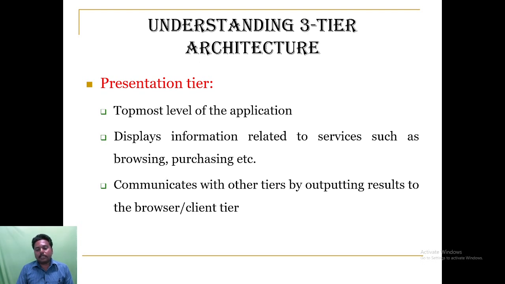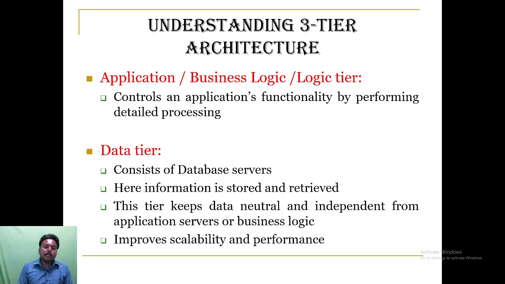Communicates with other tiers by outputting results to the browsers, client tiers, something like that. Next, applications, business logic and logical tiers. The three layers come in a single category. Which category? It's a control and application functionality category by performing detailed processing.